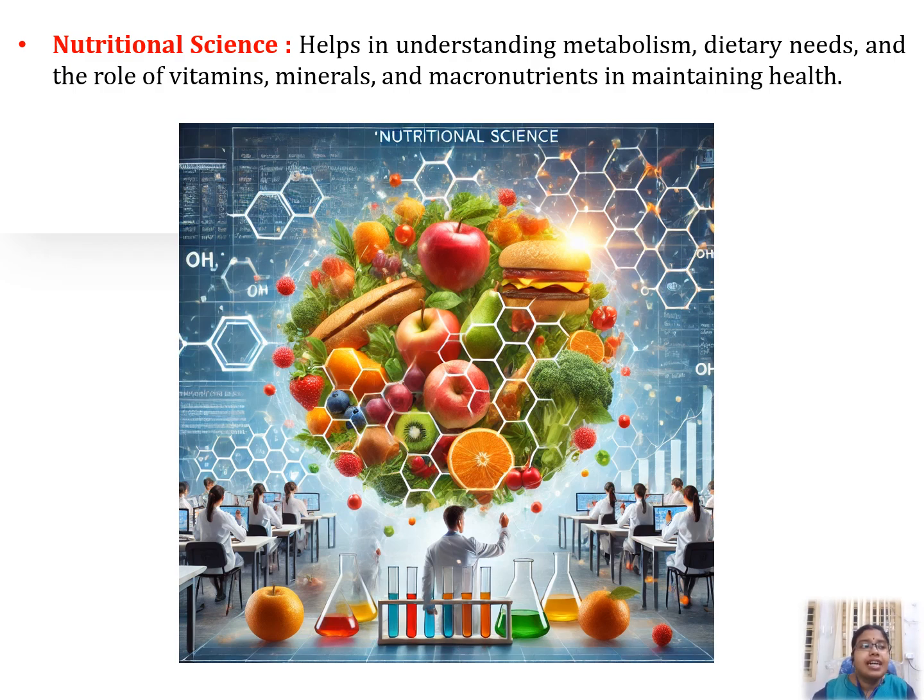Nutritional science examines the role of nutrients. What is the role of nutrients? The nutrients are carbohydrates, proteins, fats, vitamins, minerals, and water. Metabolic processes that convert food into energy, that means metabolism. It also examines the impact of diet on health and disease prevention. It combines biochemistry, physiology, and food science to promote healthy living.